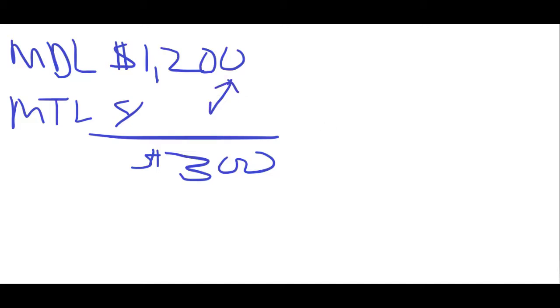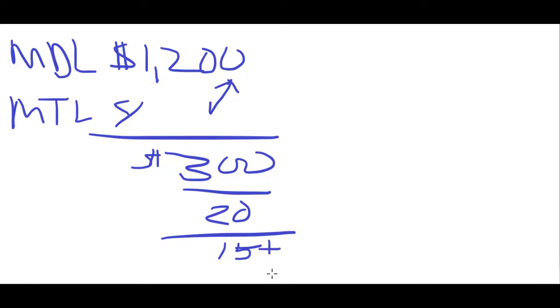So if each point on the NASDAQ is $20, divide $300 by 20, and that gives you a risk of 15 points. Once you have this, you can start playing with your reward, because you want to control your risk first. If you're going to do a 1-to-1, 15 to 15, you're going to be pretty much break even.